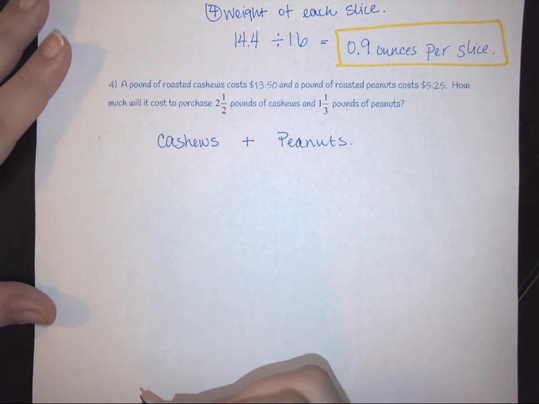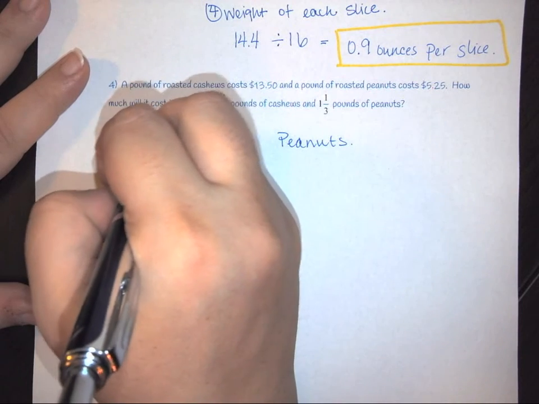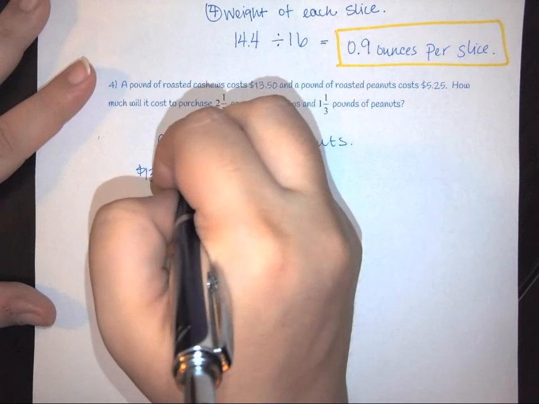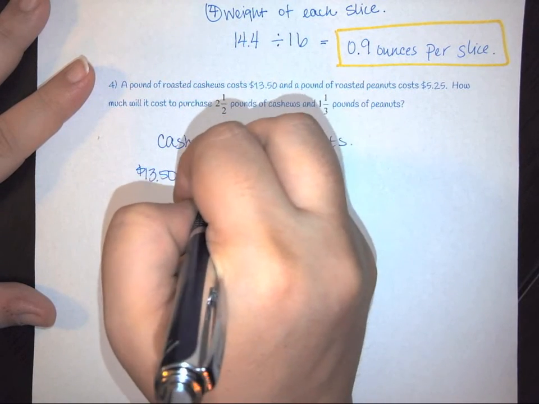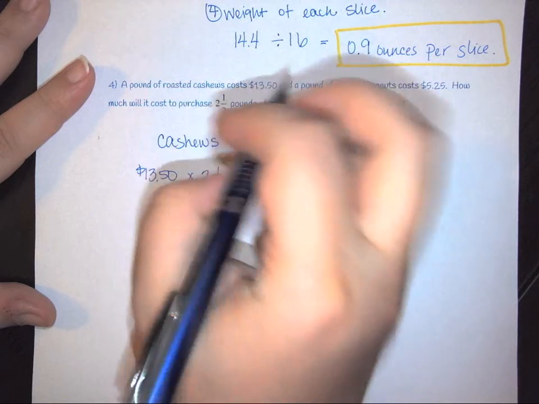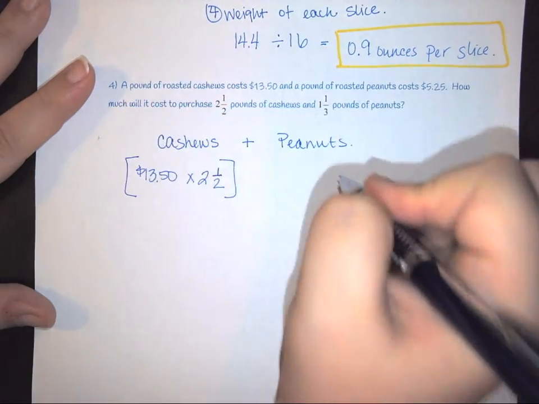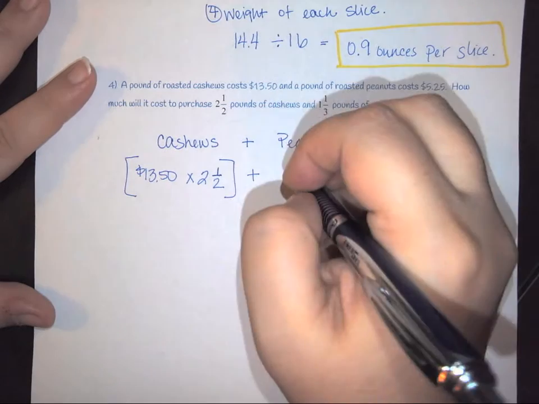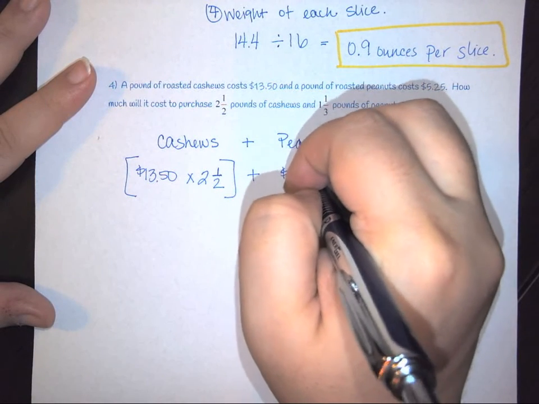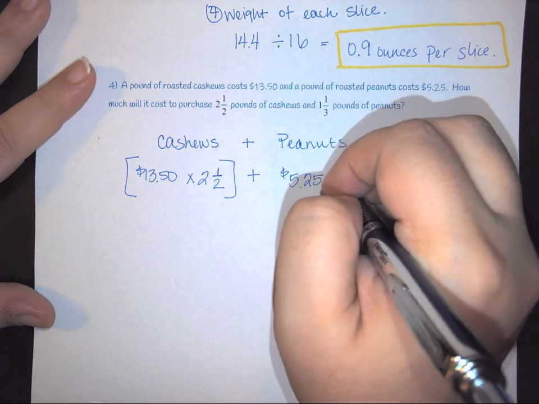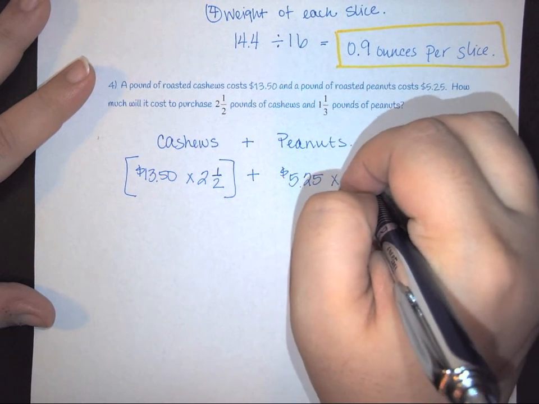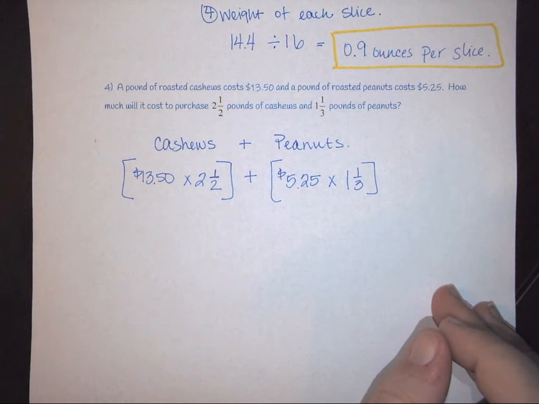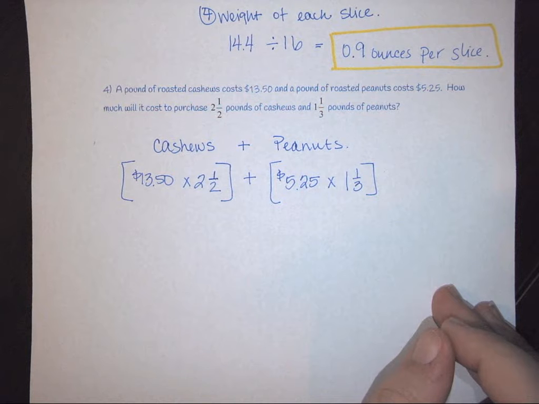So let's take a look at cashews. My cashews cost $13.50, and I am buying 2.5 pounds. So this is its own little problem. So I'm going to add this over to peanuts. My peanuts cost $5.25, and I am going to buy 1 1/3 pounds. So I have to do each part individually.